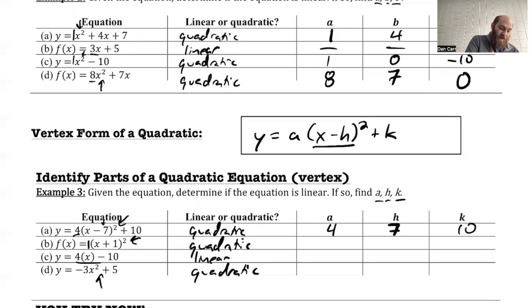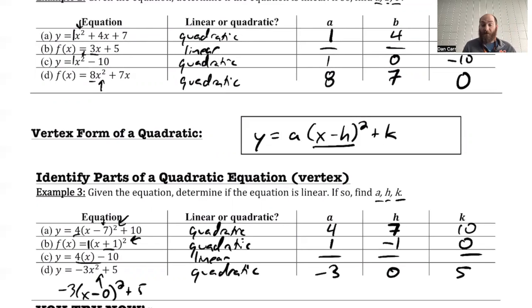Here, we have a 1 in front, so that's a 1 for a. +1 on the inside, so h is a -1, with no k at the end, so that's a 0. This is linear, so we're going to skip that one. And the last one, we got a -3 for a. Even though I don't have parentheses, technically speaking, this right here is my set of parentheses. This is the same as if I did this: x minus 0 squared plus 5. So that means my h value is 0 and my k value is 5.